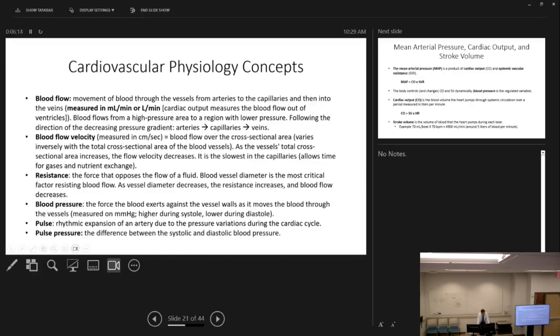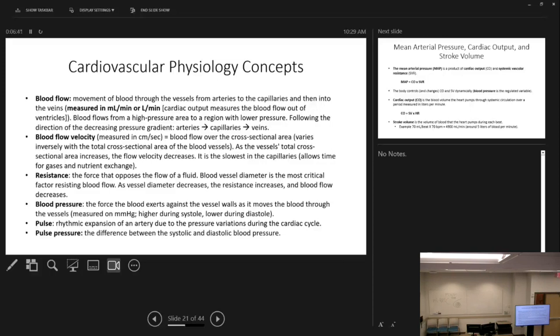Now, we have another concept here that is sometimes confused with blood flow, but it's simply blood flow velocity. Or if you don't want to mess up your mind, you say blood velocity. Blood velocity or blood flow velocity. Sometimes you see this as blood flow rate, but it's exactly the same. Notice that this is measured in centimeters per second.